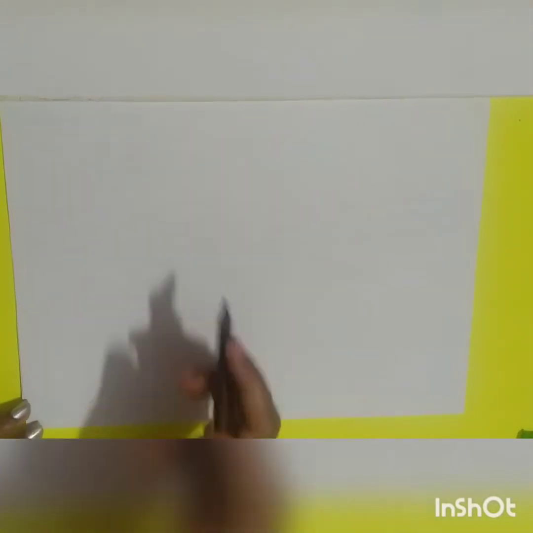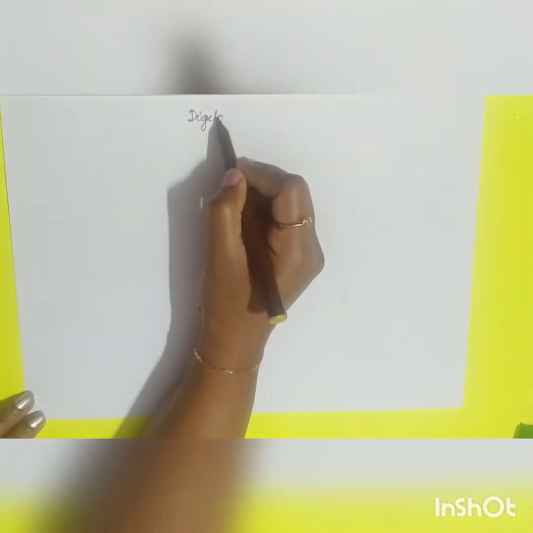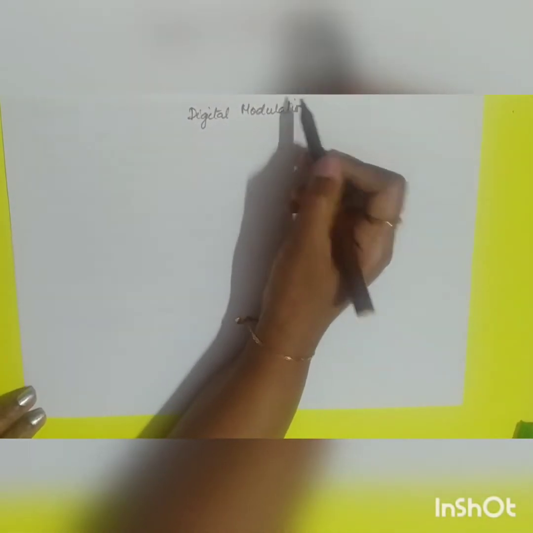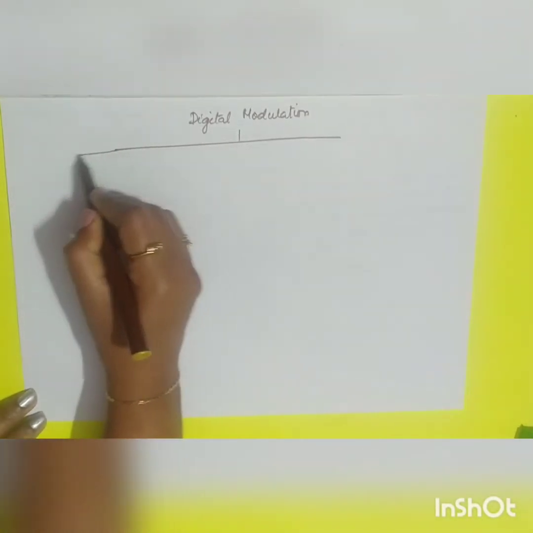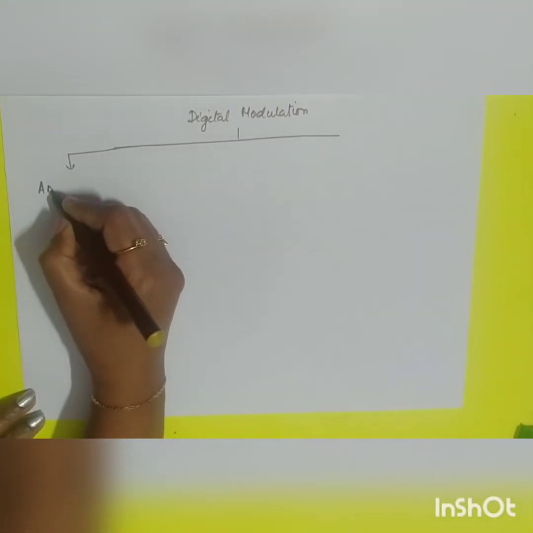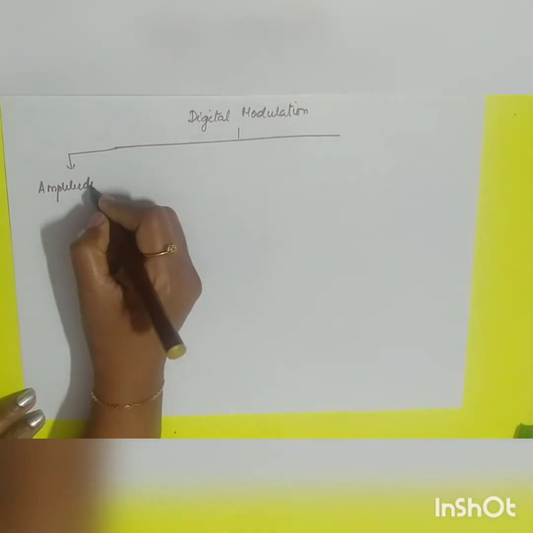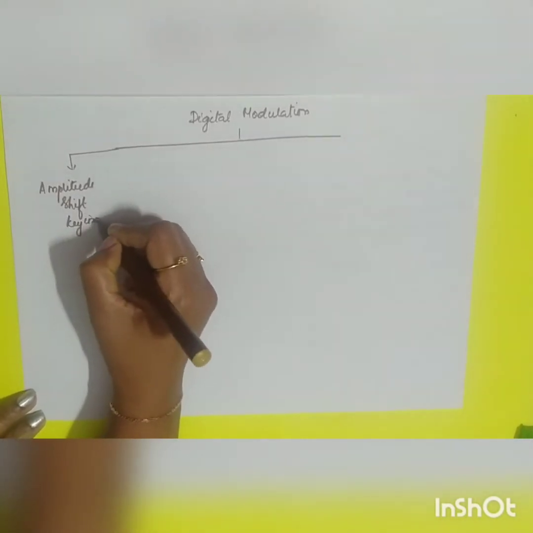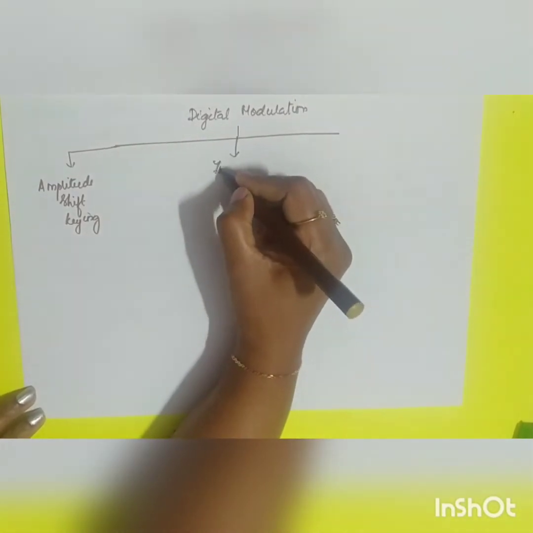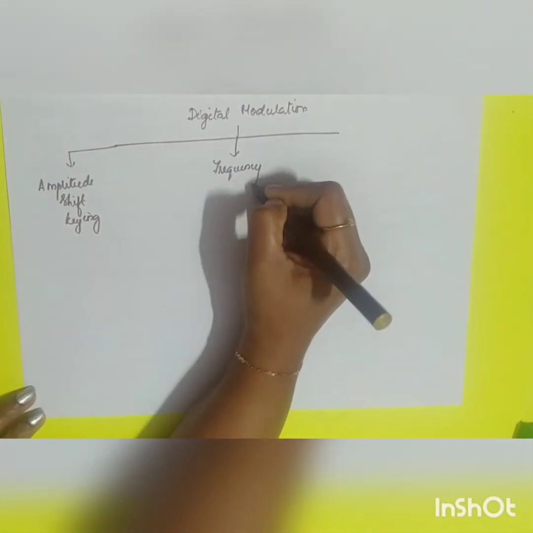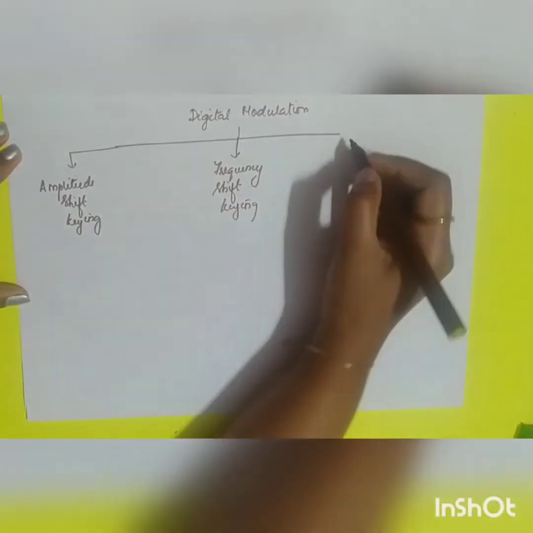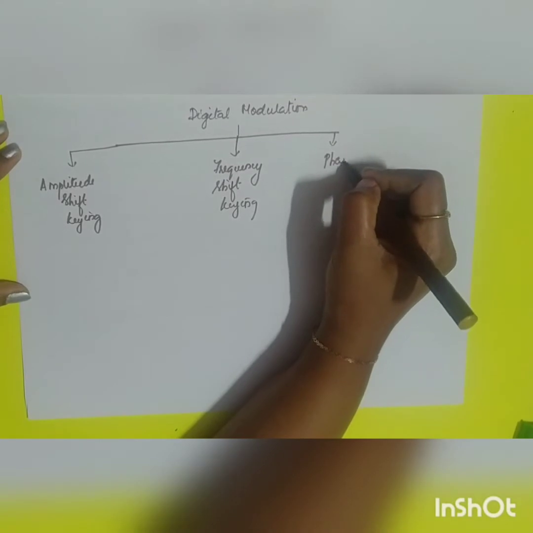The next topic is digital modulation techniques. Mainly, digital modulation techniques can be divided into 3 different types. The first one is called amplitude shift keying. The second one is called frequency shift keying. And the third one is called phase shift keying.